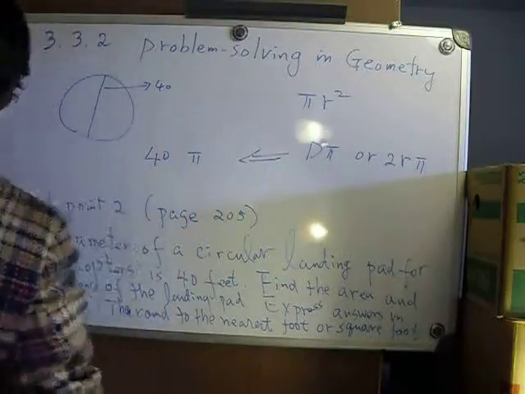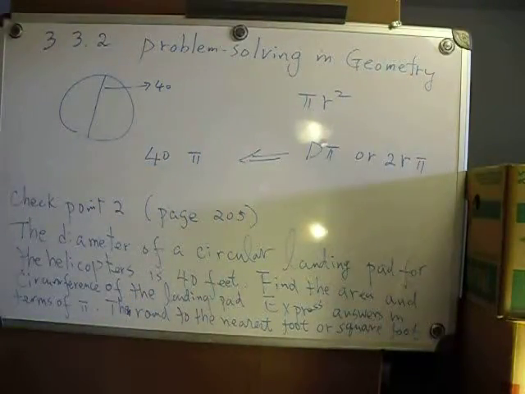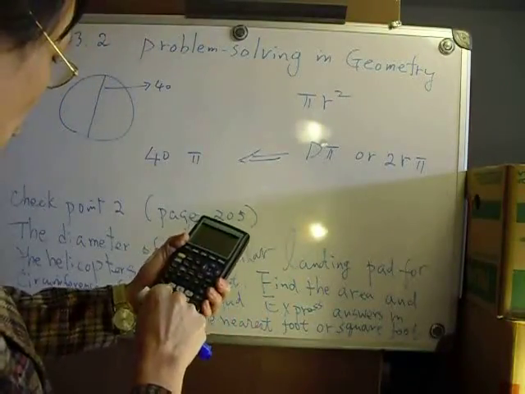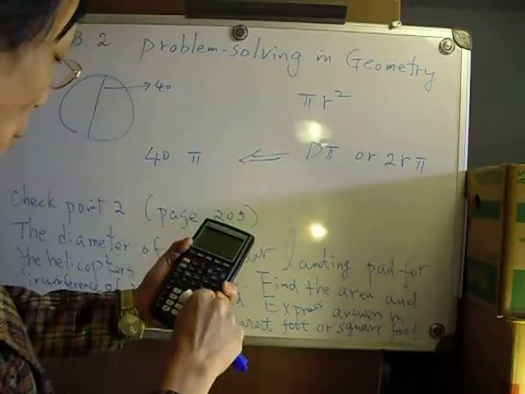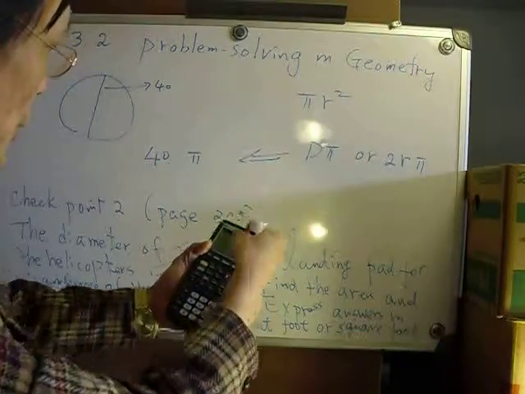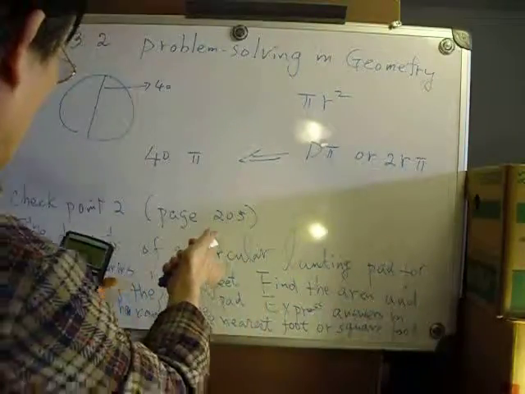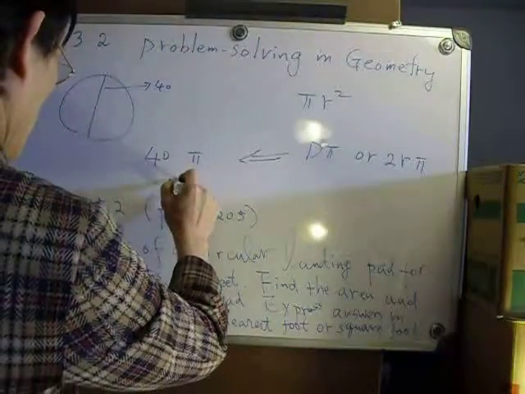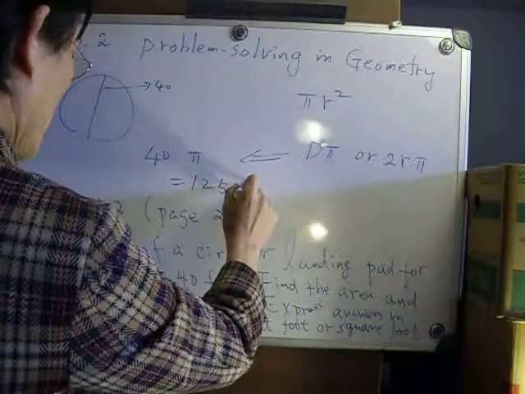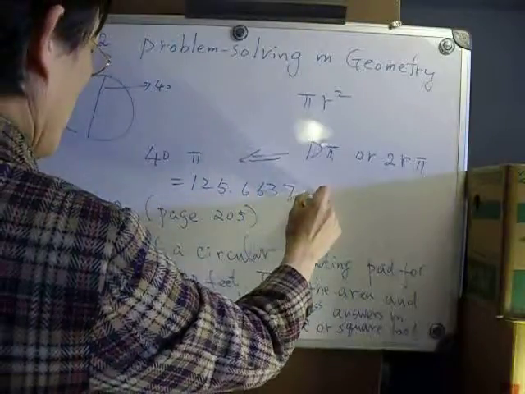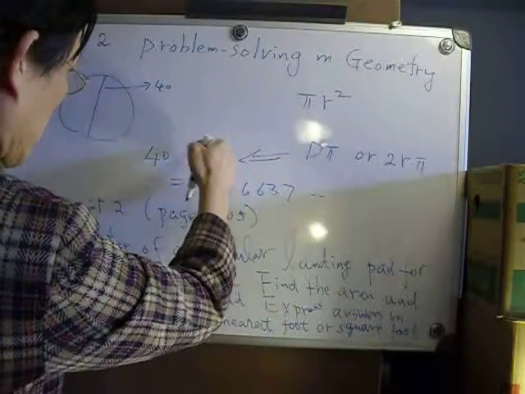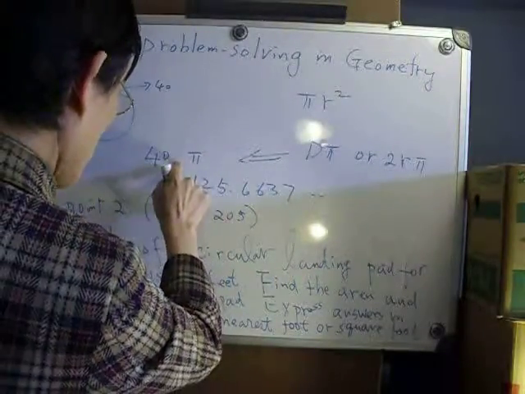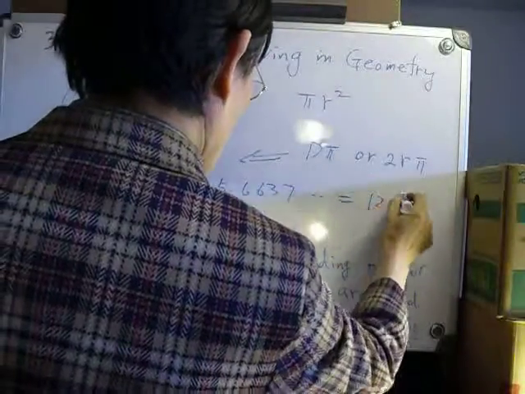So if you use your calculator, you use 40 times pi. Pi you can use 3.14 or use the exact value here, pi here. So what you get is 125.6637, okay? This is using the exact value there. That's why when you round to the nearest foot, for this answer you should get 126.